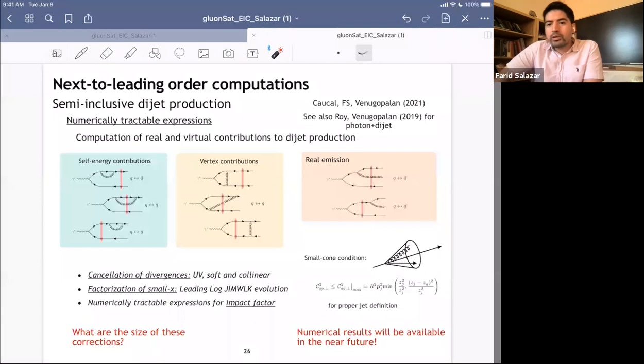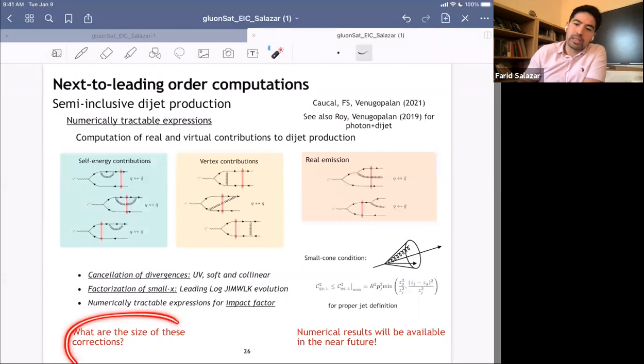The logs that we have resummed so far for general kinematics are these high energy logs, which have been shown to satisfy JIMWLK evolution. But this computation is necessary to really test the size of the expected NLO corrections for this process. And we hope that soon we can obtain numerical results, as has been done for the structure functions.